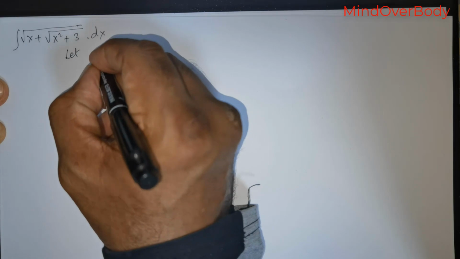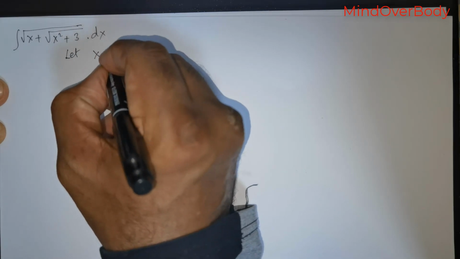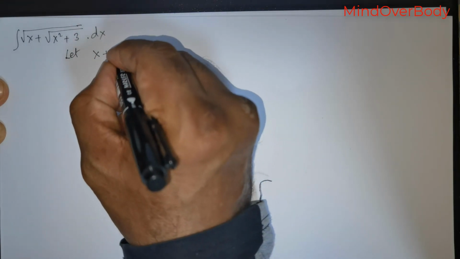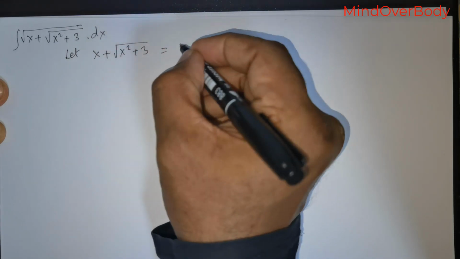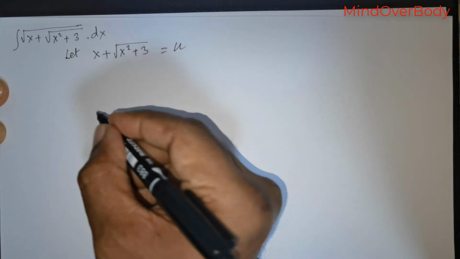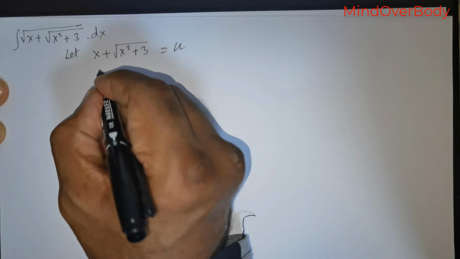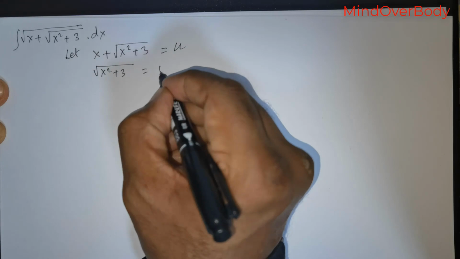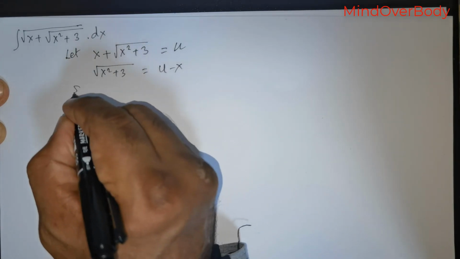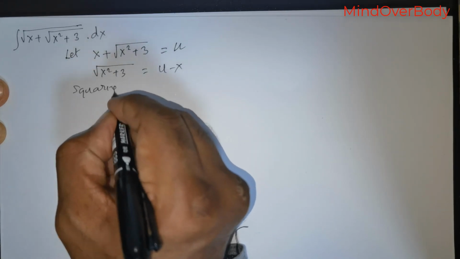So foremost, what I wish to do is make the following substitution. Let x plus the square root of x squared plus 3 be equal to some u. So I'm going to rewrite this as root of x squared plus 3 is equal to u minus x. Then I will be squaring both sides.